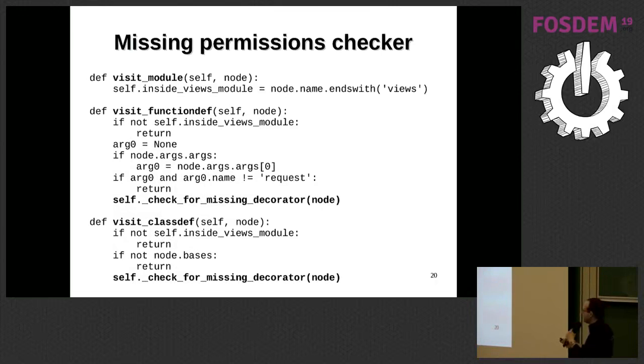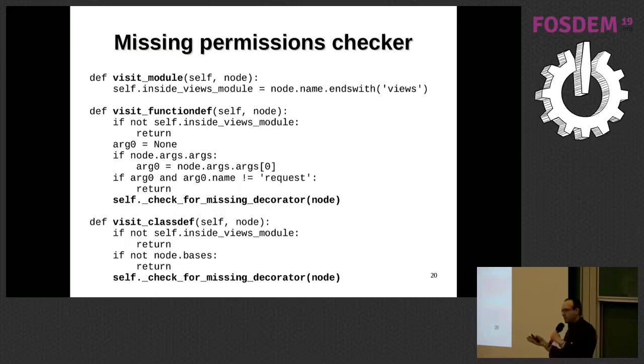Next, visit_functiondef. We try to figure out if this function that is in a Django view file is a helper function or is this a function-based view, something that responds to HTTP requests? And the way we check for that is if the first argument is named request, then this must be a function-based view from Django. And we continue with further inspection.